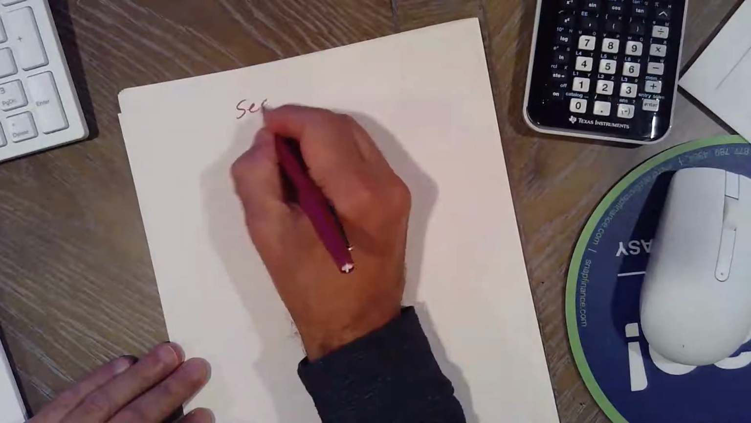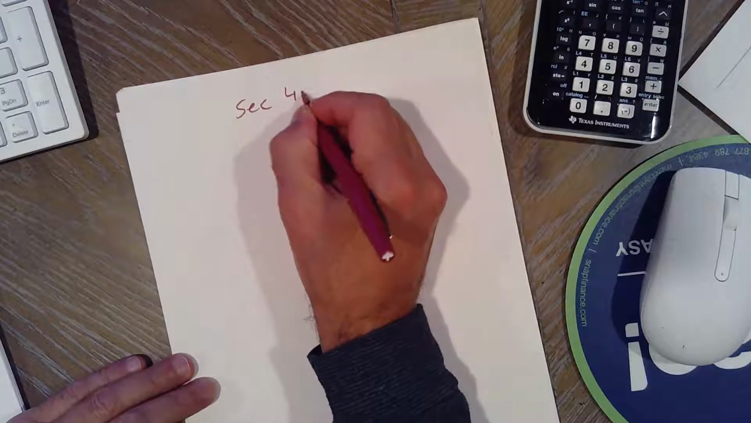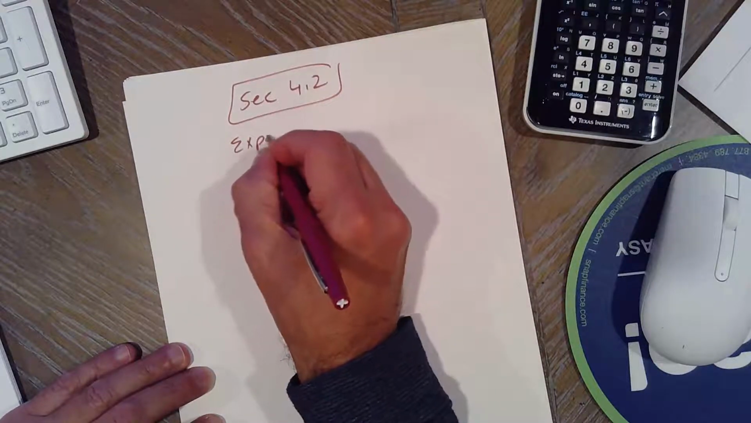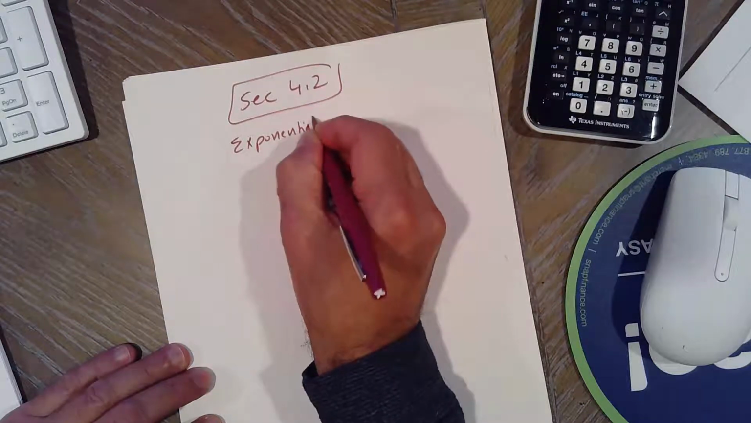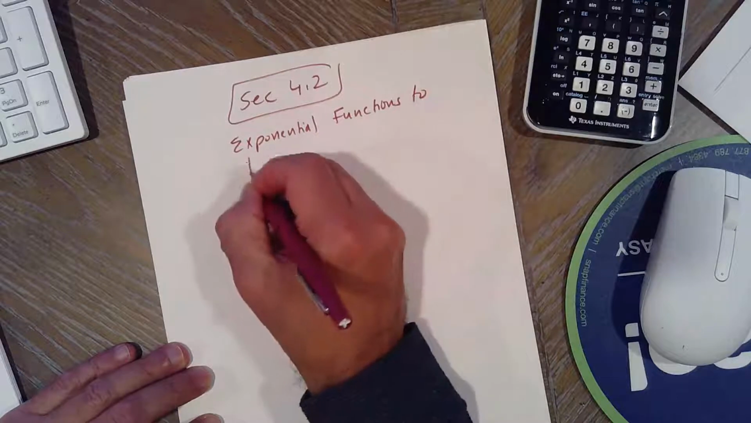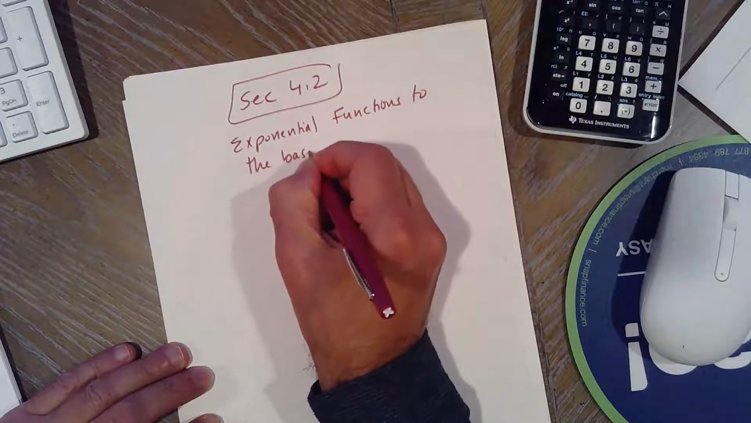So now, after going over section 4.1, which is the general exponential functions, we're going to talk about very specific exponential functions, those that have a base e. Exponential functions to the base e.